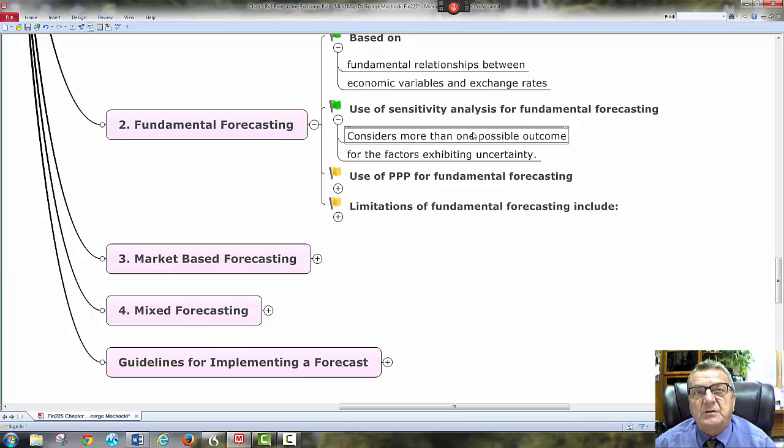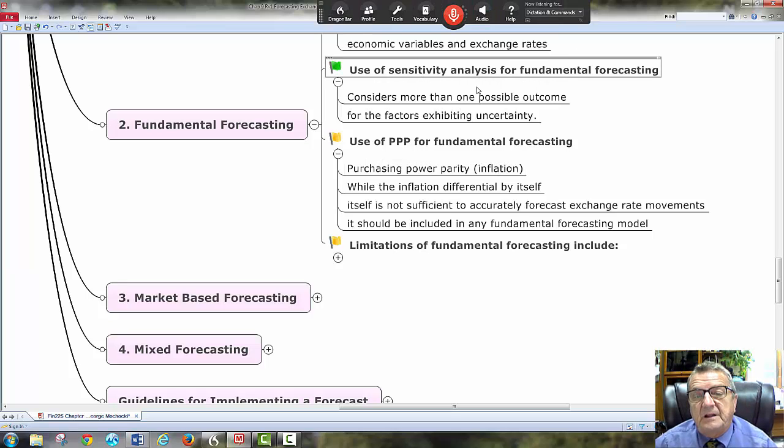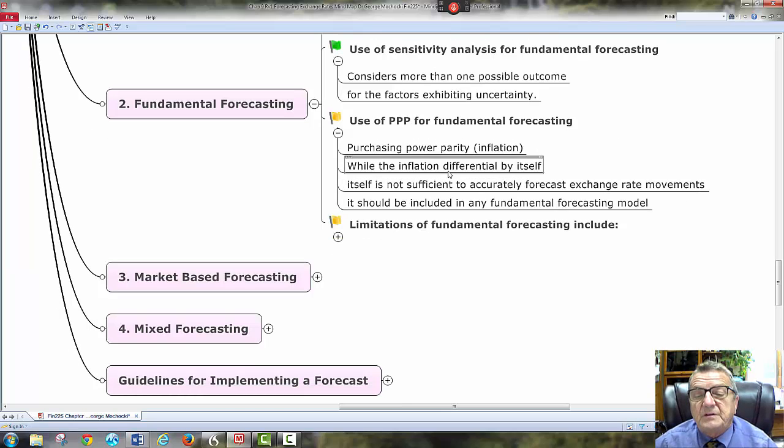You're just doing your best one, and you're looking at a probability. There's a system of saying if all these variables are constant, here's a probability that this will be the outcome. Okay, now use of PPP, purchasing power parity, is utilized when inflation is a factor. Was this one of the economic factors? While the inflation rate differential by itself is not sufficient to accurately forecast exchange rate movements, it should be included in the fundamental forecasting model. Okay. Stop it, look at it, write it down. What is he saying? And then I'll think it through.